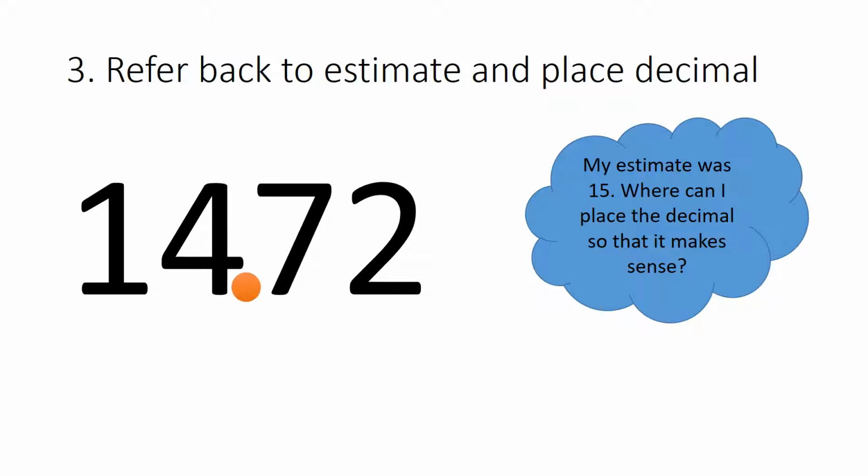And finally, just to cut to the chase, my best option is to place it between the 4 and 7 because it gets me closest to my estimate. So 14 and 72/100 would be my answer. Again, could you have arrived at this answer by just moving your decimal? Absolutely, but they have no math sense and they don't really understand what's happening. Once they get to middle school, they can absolutely use that strategy.